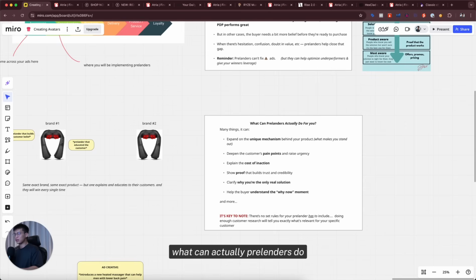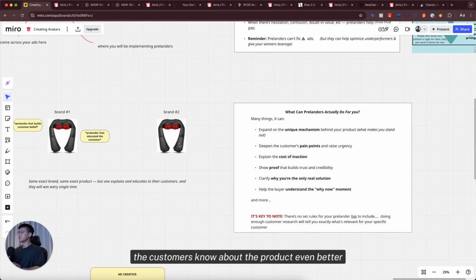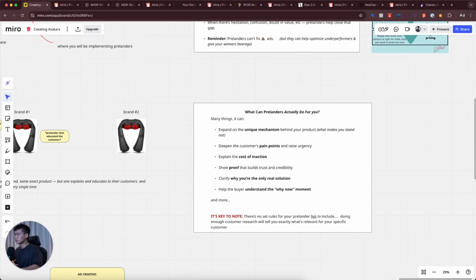What can Prelanders actually do? So let's say brand one over here, simple, right? The Prelander builds belief, the Prelander educates the customer, compared to brand two. Obviously, brand one is going to win all the time because it's more education, the customers know about the product even better, they can identify themselves even better. Brand one is going to win. Why? What can you do on the Prelander? There's multiple things you can do and there's multiple types of Prelanders. Let me show you some examples.